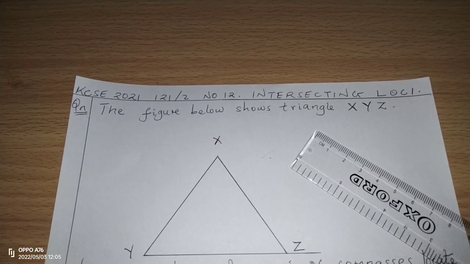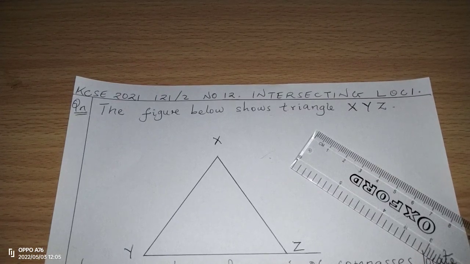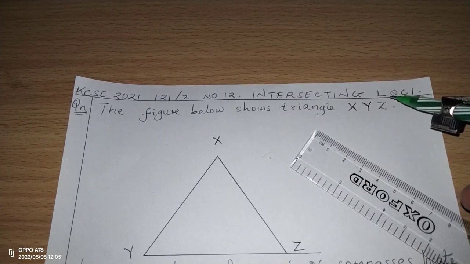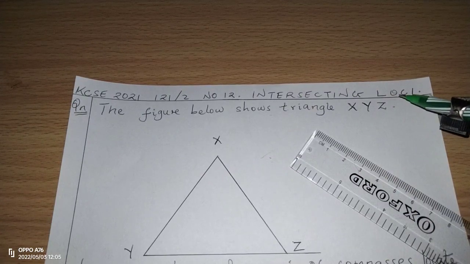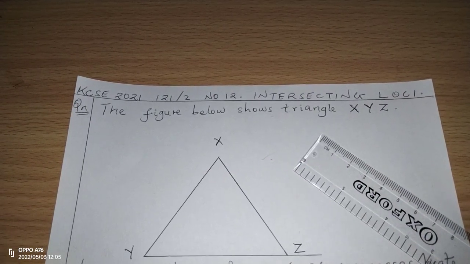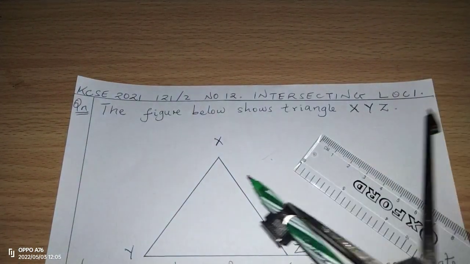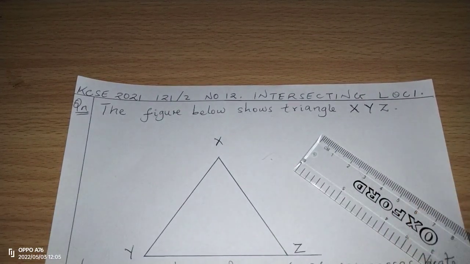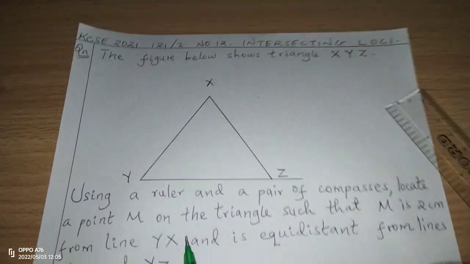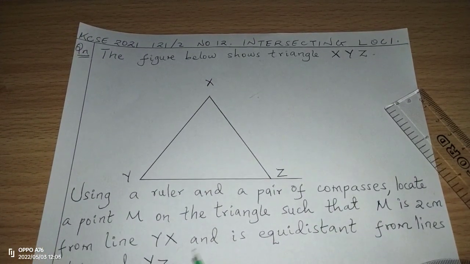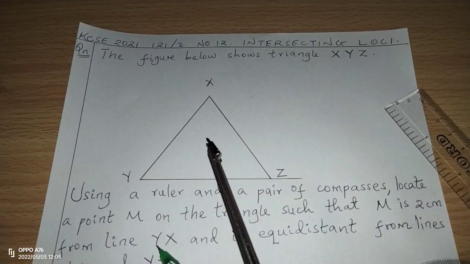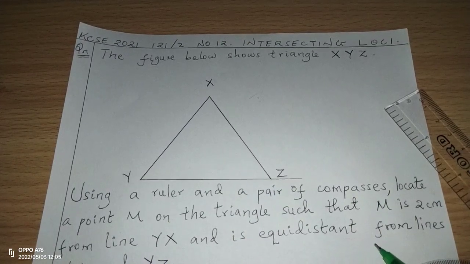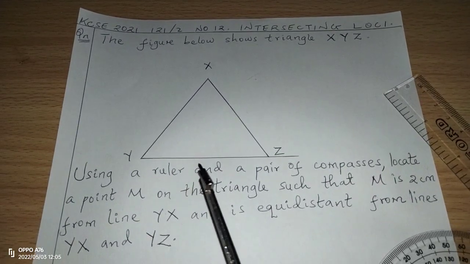We're going to study intersecting loci. What we should know is that intersecting loci are loci which obey several conditions. For example, we are told in the KCSE 2021 Mathematics Paper 2 number 12 that the figure below shows triangle XYZ. So we have the triangle here, XYZ. Then we are told, using a ruler and a pair of compasses, to locate a point M on the triangle such that M is 2 centimeters from line YX and is equidistant from lines XY and YZ.